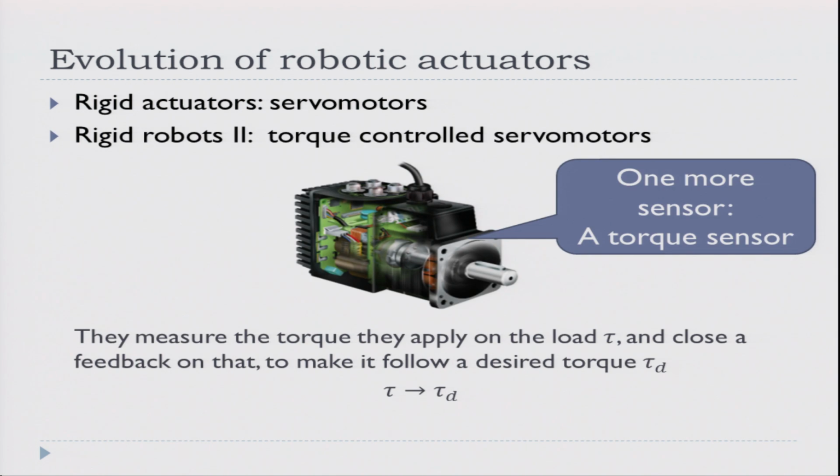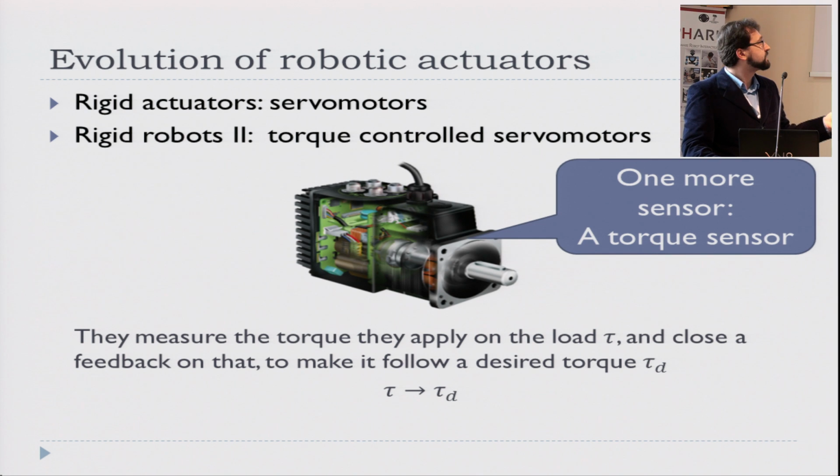Then another kind of rigid robot, which is more recent, is the torque-controlled servo motor. Now you can find on the market servo motors which include a torque sensor. They are not that common, but they exist. And with that, you can close the loop, no more on the position, but on the torque. What you get is that you command a desired torque, and the torque applied on the load follows the desired torque.